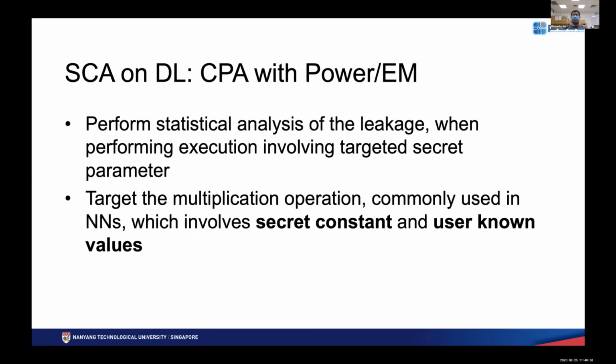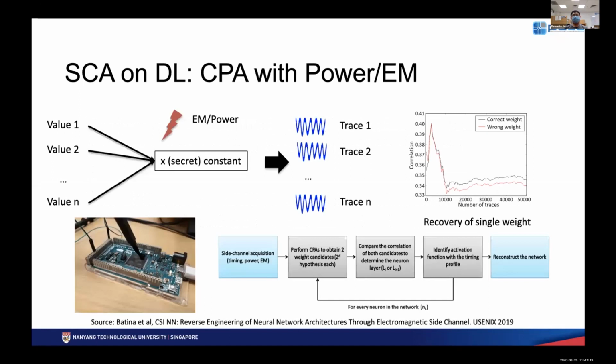To deal more with the parameters, for example, recovery of the weights, the CPA method from side channel can be used. In this case, statistical analysis is conducted on the leakage. So for example, you focus on one of the weights, and you perform similarly to what was illustrated before, targeting the multiplication operation. The multiplication operation involves a secret constant, in this case the secret weight, and a user-known value, in this case the user input. Then you can build a hypothetical leakage for all possible weights, and perform CPA to recover the secret weight.